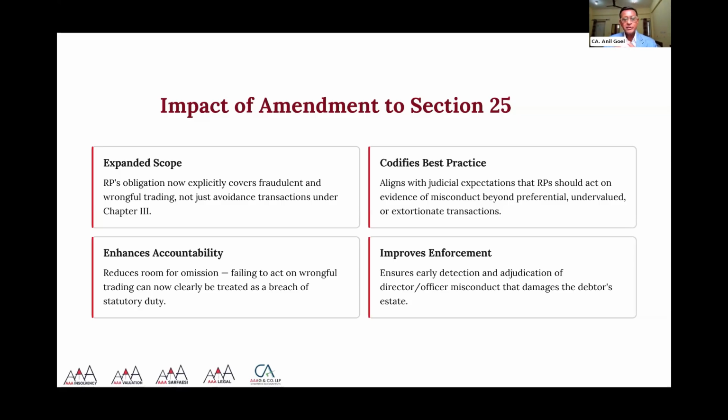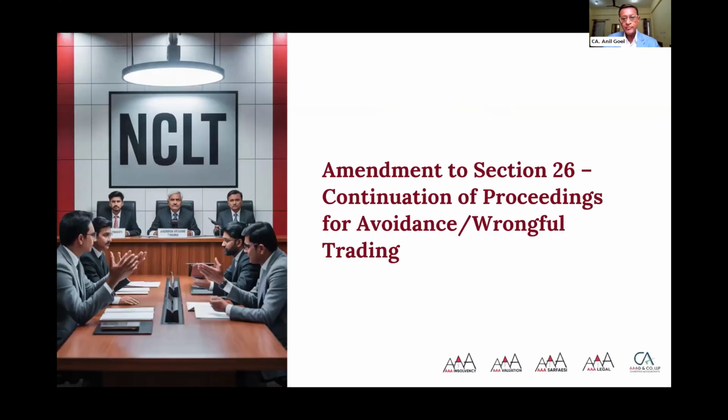wrongful trading transactions. Whatever was decided in Piramal has been codified; it is best practice that it should be brought into the Code rather than working based on the Supreme Court judgment. It also enhances the accountability of the IRP and the RP and improves enforcement, because the adjudicating authority will also treat them differently, as the provisions say.